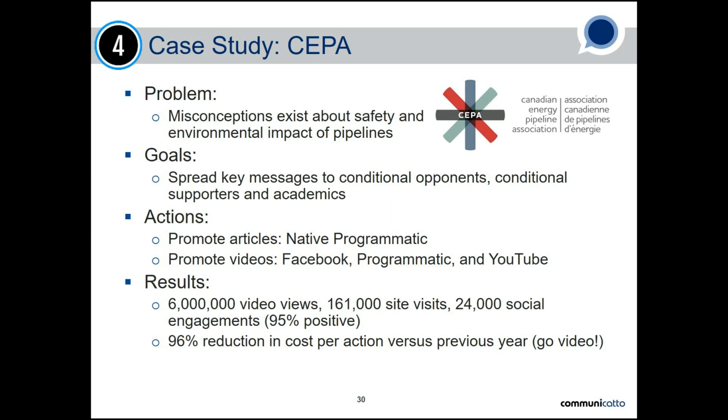We drove over 161,000 visits to the aboutpipelines.com website. And on the social channels we ended up with over 24,000 social engagements. And these are the likes, the shares, the comments, and the reactions, 95% of which were positive. So this is really encouraging results. And then from a dollars and cents standpoint, we reduced the cost per action compared to the previous year by 96%. And really, this was attributable to video. We'd love to take all the credit, but it's just a testament to how effective video can be in advertising these days.